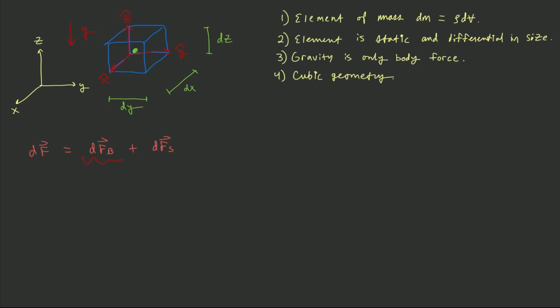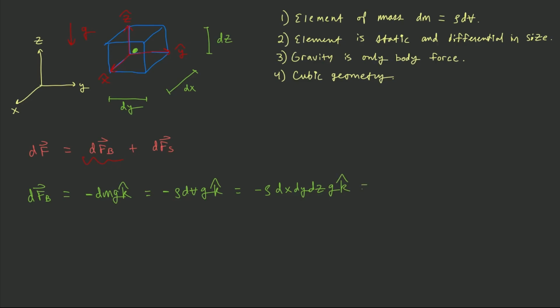Okay, so to start with our differential body force, we'll write dF_B vectorized is equal to negative dm g k hat, where k hat is our unit vector in the z direction. That's equal to negative rho dv g k hat. Since we have a cubic geometry, we can write that dv is equal to dx dy dz.